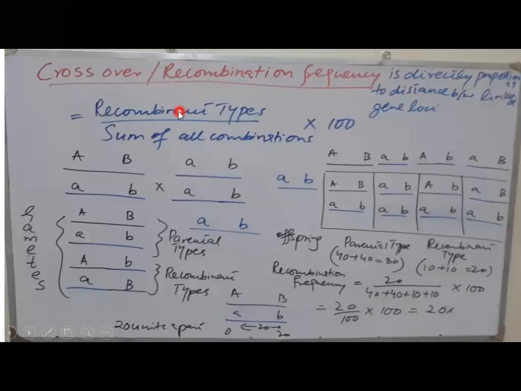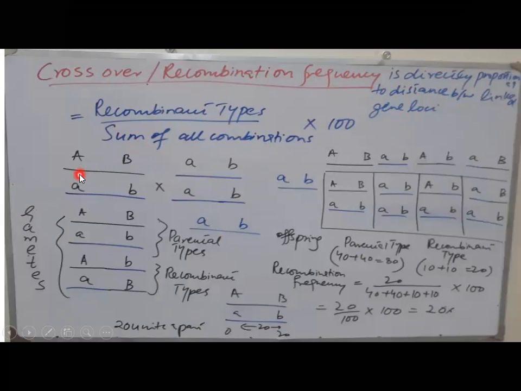Now we can judge the recombinant frequency or crossover frequency with the help of this example, that is directly proportional to the distance between the linked gene loci. How is this formed? We can take the recombinant types divided by the sum of all the combinations, into 100. There's an example which will clear all these things.